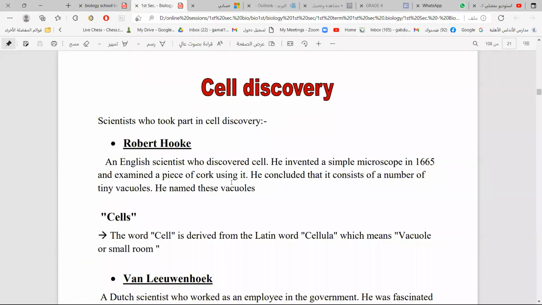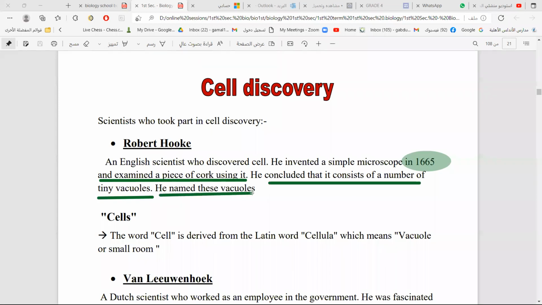There are many scientists who helped in the cell discovery. How did they discover the cell? Of course, by using microscopes. Before the year 1665, we didn't know a lot about the cell. But Robert Hooke, the English scientist, started making a simple microscope in the year 1665, and he started studying pieces of cork, the cells in the cork, using this microscope, and he concluded that it consists of a number of tiny vacuoles or holes.